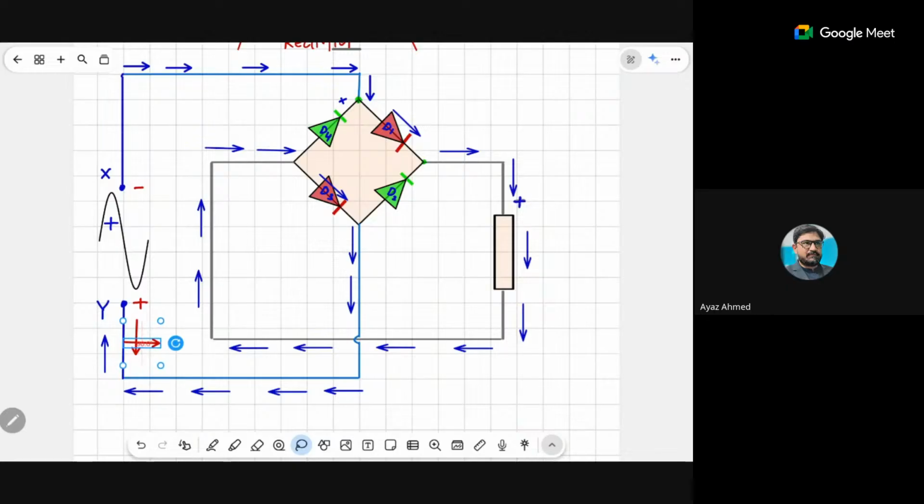What is the path of the current? Okay, here current is flowing through this, and this way the current will be turning into here. From here the current will be flowing through which path? Opposite to this, opposite to this. So through which diodes will it pass? Diode 2, diode 3.